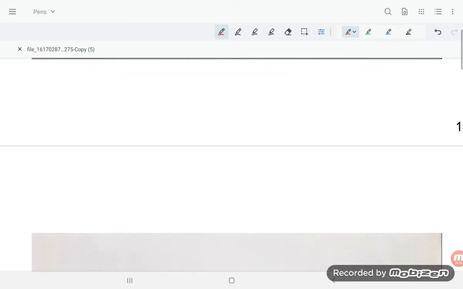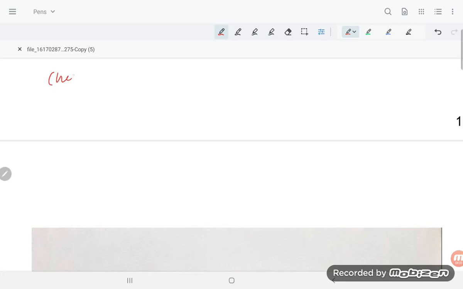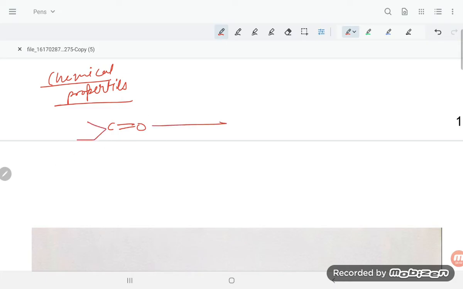Now we are going for the chemical properties. If you talk about the chemical properties, dear student, what we are going to discuss is this: C=O is there. If you add HCN, what is it going to be? You will get cyanohydrin, student. So on one side OH, on the other side CN will be there.